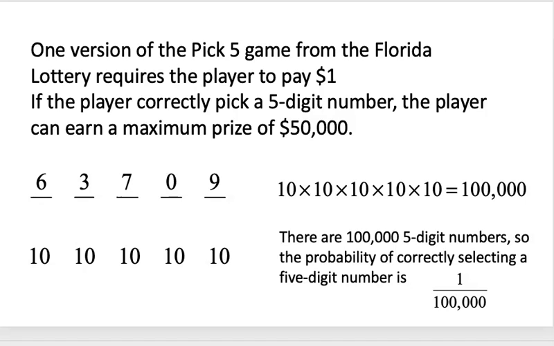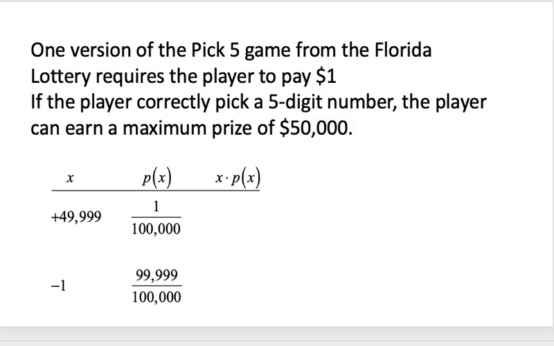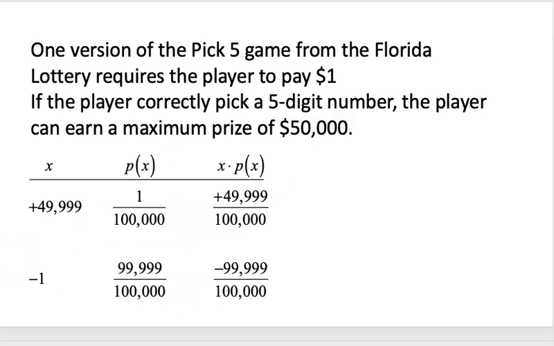So, what are we going to do? We're going to make a table. Two possible outcomes, either winning $49,999 or losing $1, together with their probabilities. So I have an X column and a P of X column. Winning the $50,000 prize minus the $1 ticket has a probability of only 1 in 100,000, whereas losing $1 happens 99,999 times out of 100,000. So X times P gets me here: 49,999 over 100,000 plus negative 99,999 over 100,000.